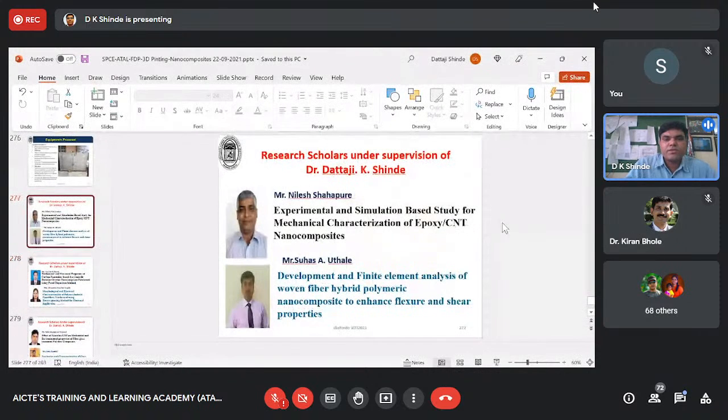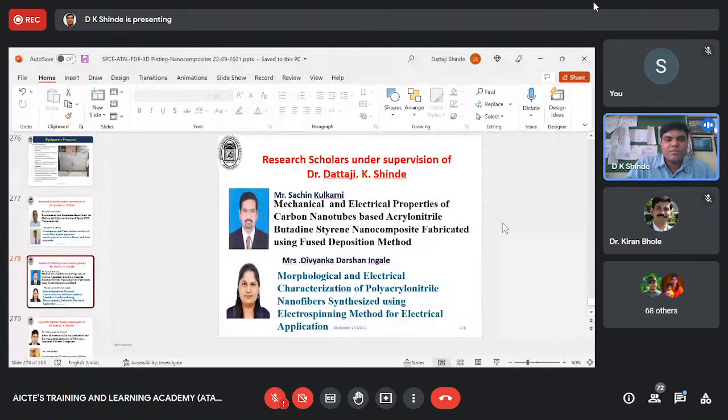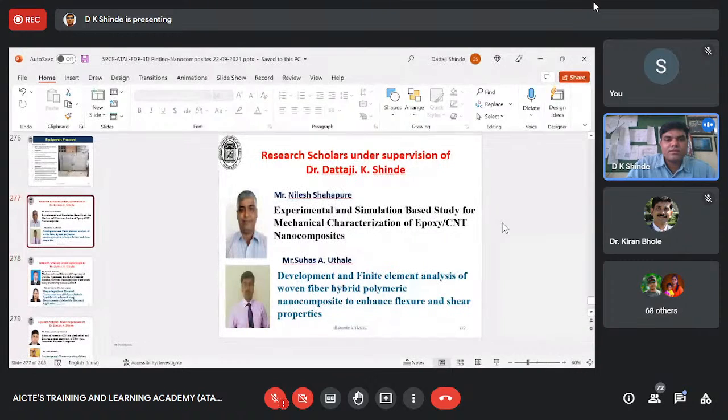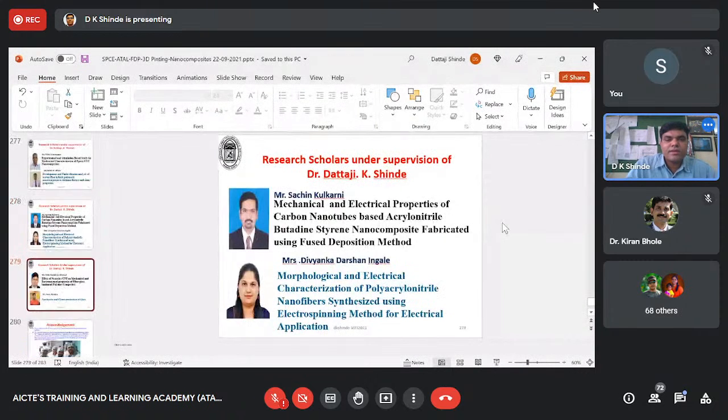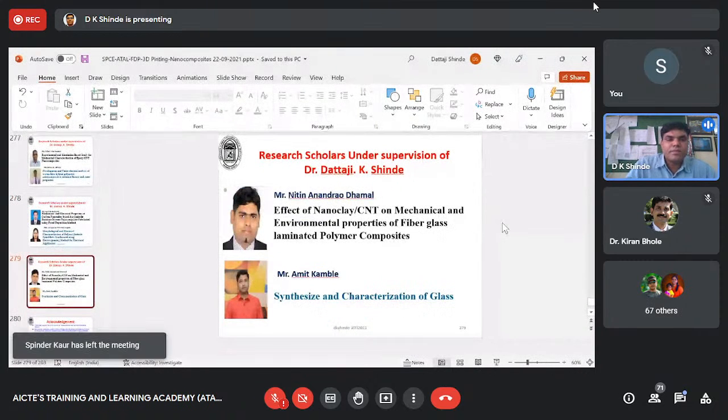These are my PhD students. Of these, Sachin and Divyanka have submitted their thesis, Shahpuri is likely to submit, and Nitin and Amit are still working on their thesis. So 3 PhDs have already been submitted.